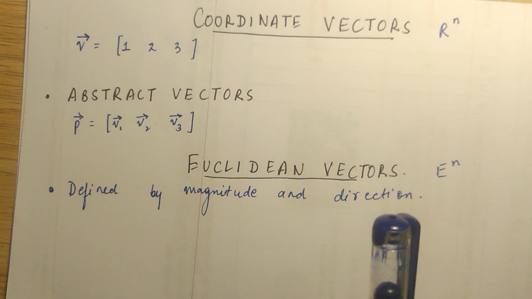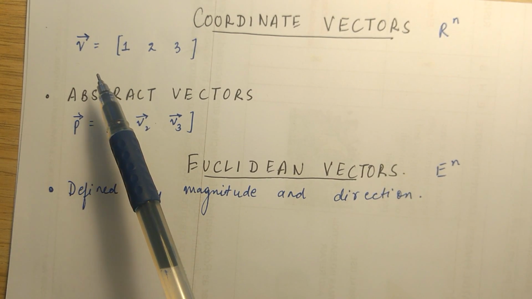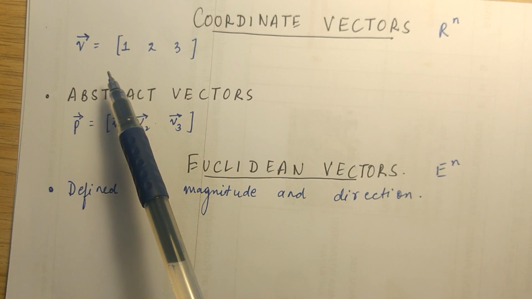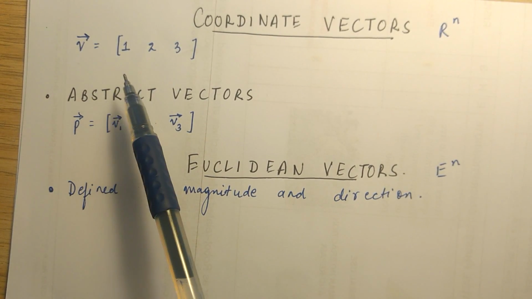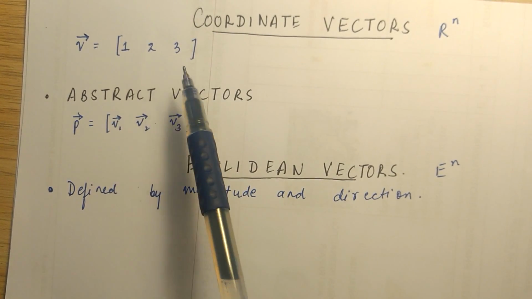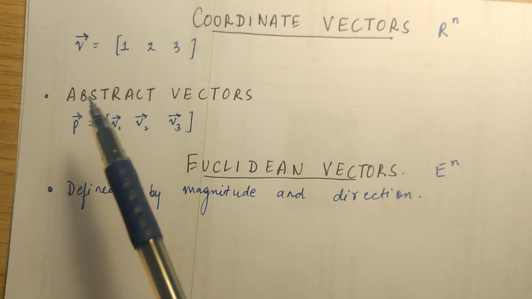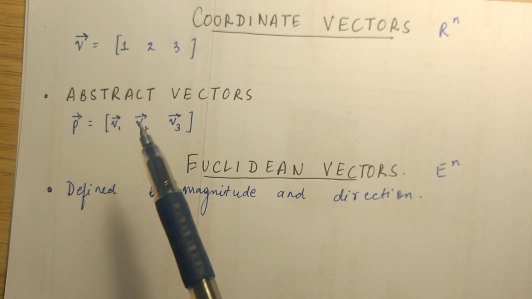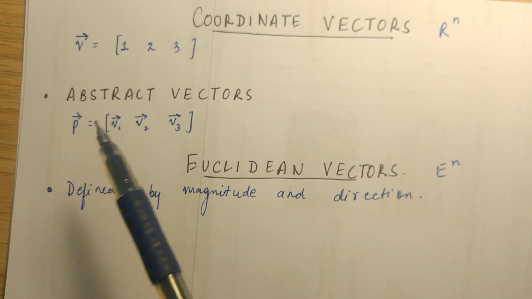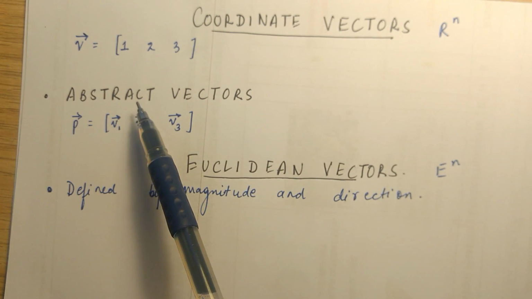So the coordinate vector is, as we know, the sequence of n real numbers. For example, v is a sequence of three real numbers 1, 2, 3. V thus is a vector. Now, for example, if we use vectors as a sequence, then the vector that they represent is called an abstract vector.